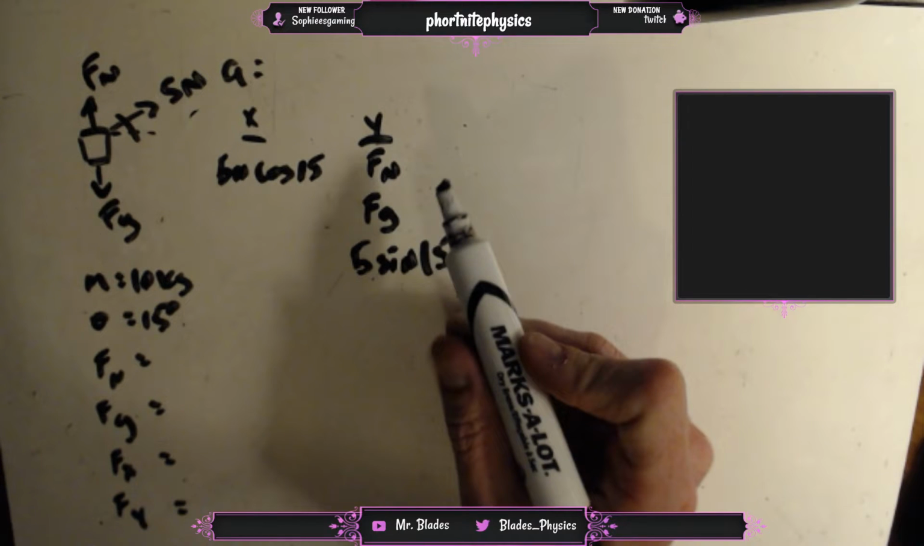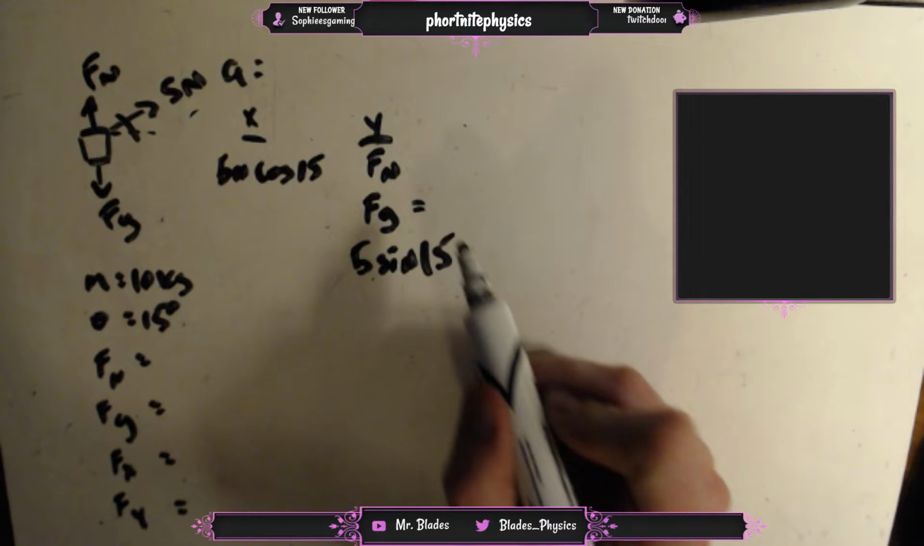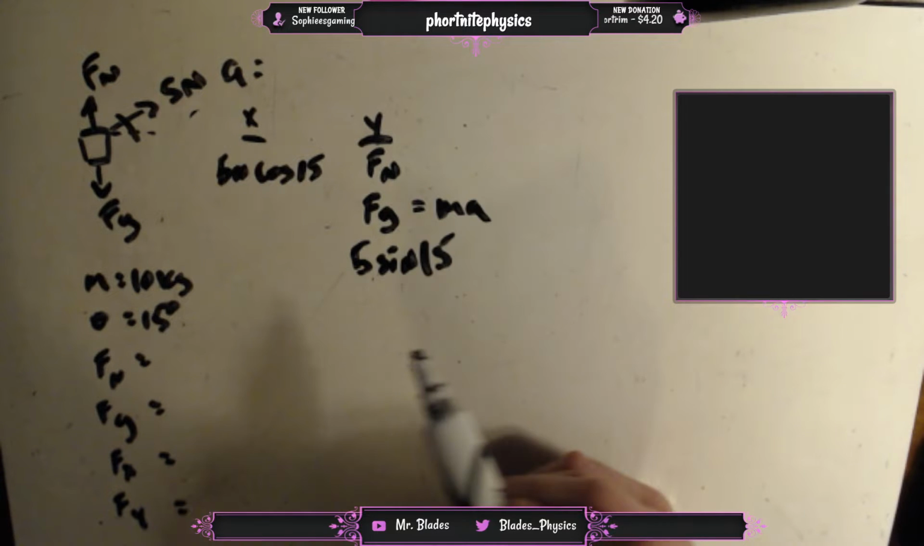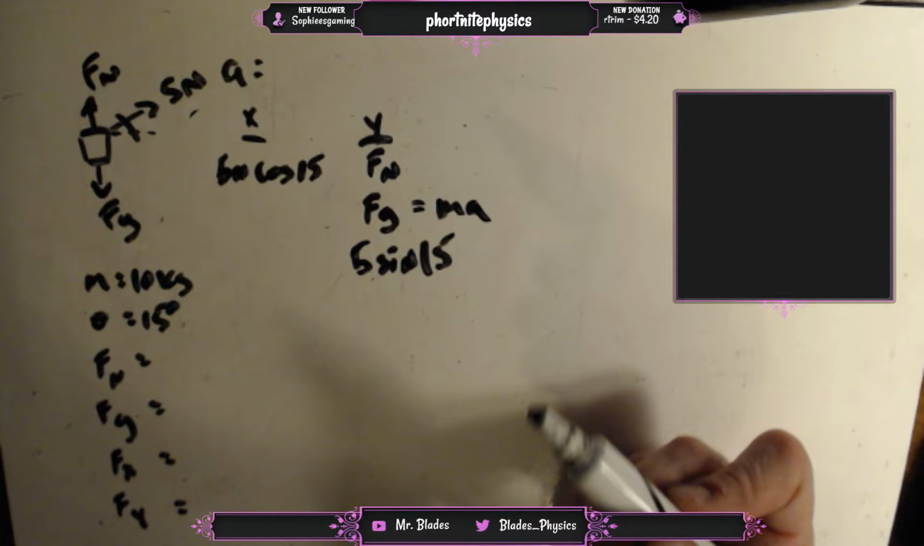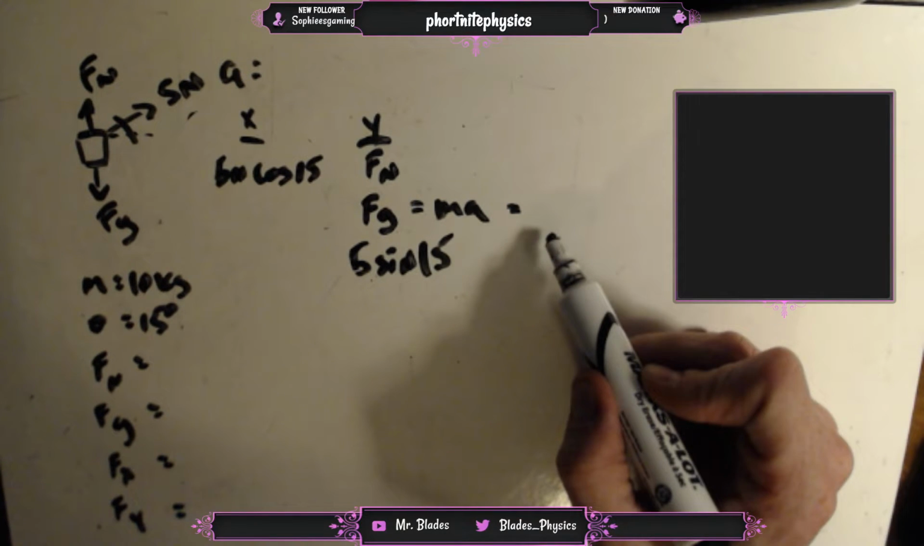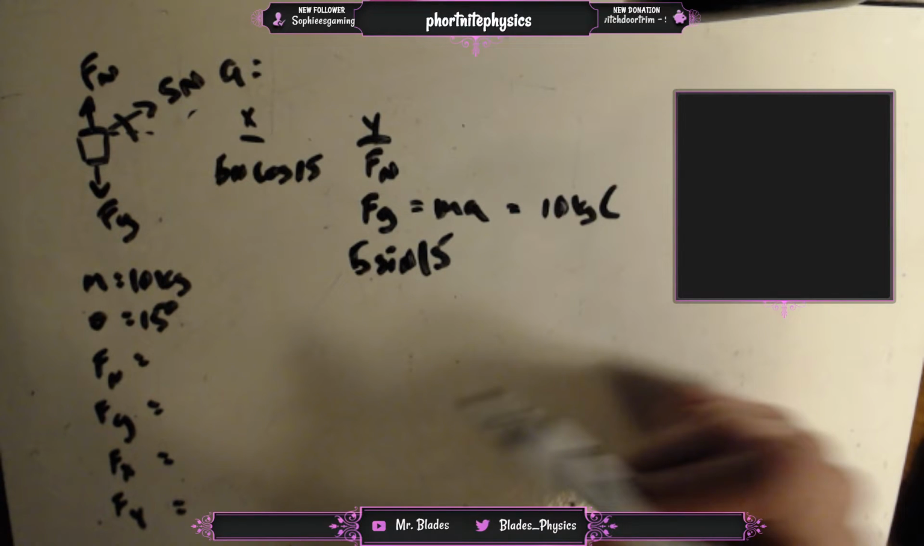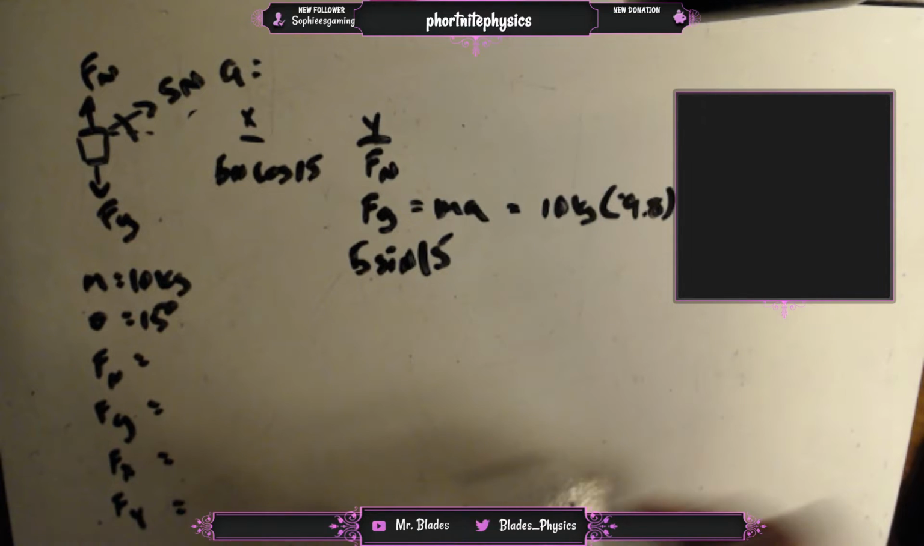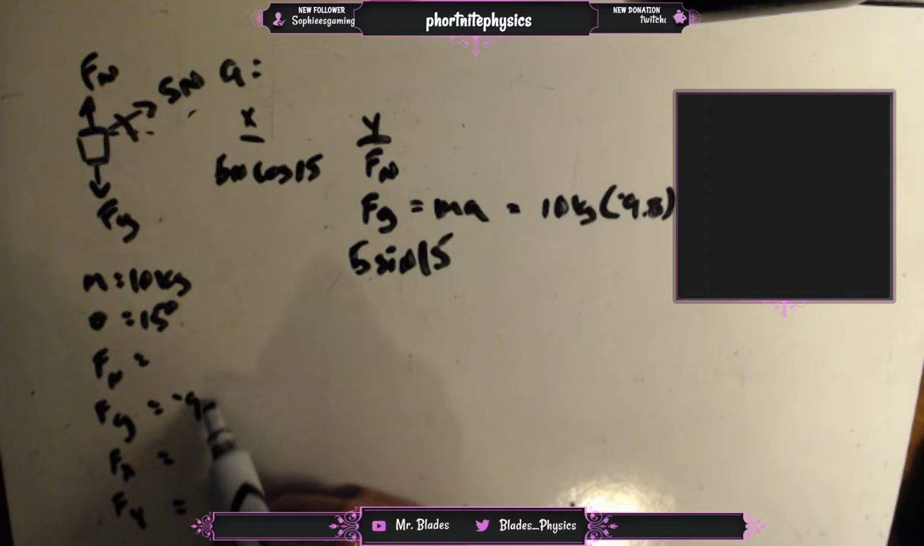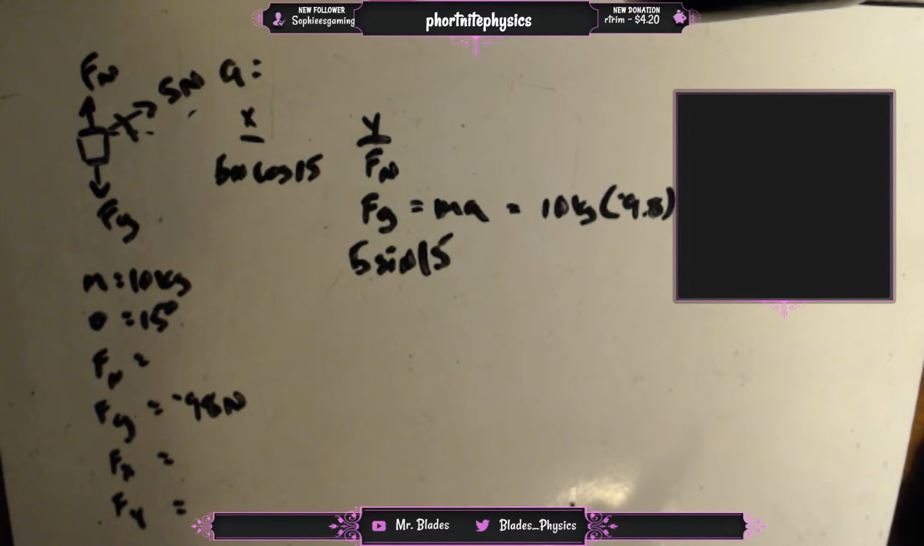Now, the easiest one to probably calculate is this Fg right here, which is equal to mg, which is 10 kilograms multiplied by negative 9.8 meters per second squared, or negative 98 newtons. Okay, negative 98 newtons.